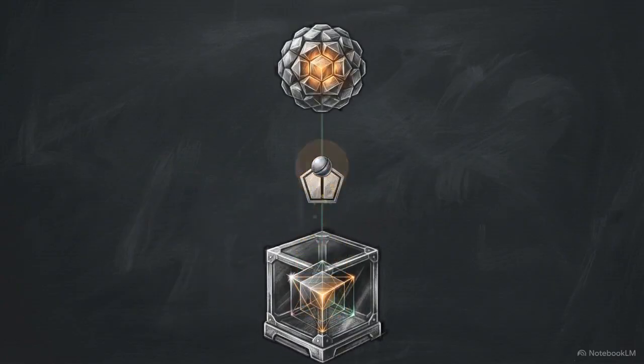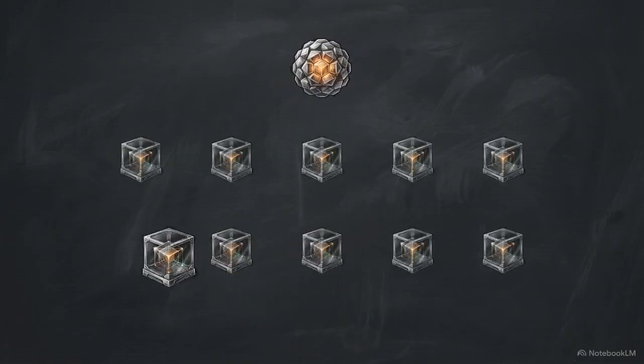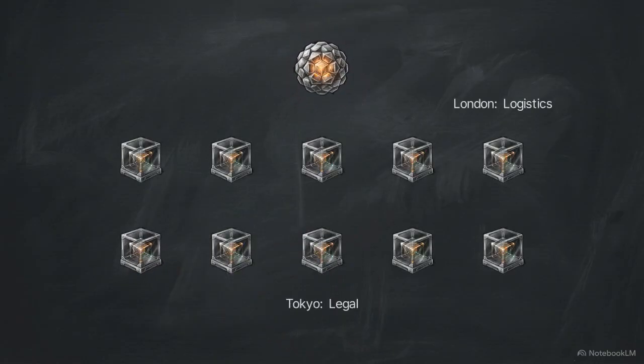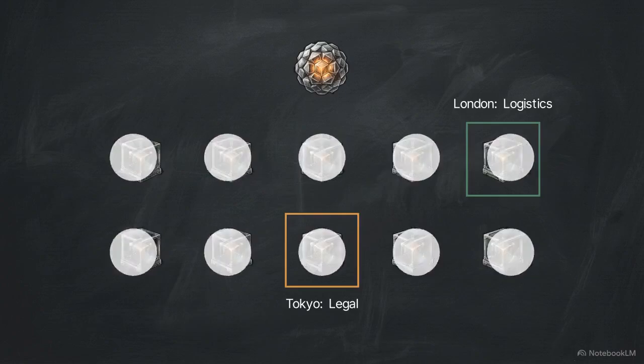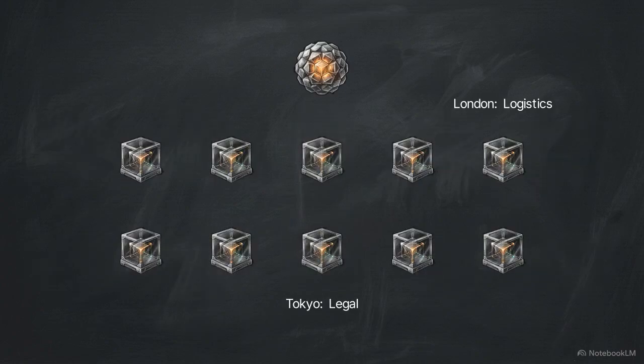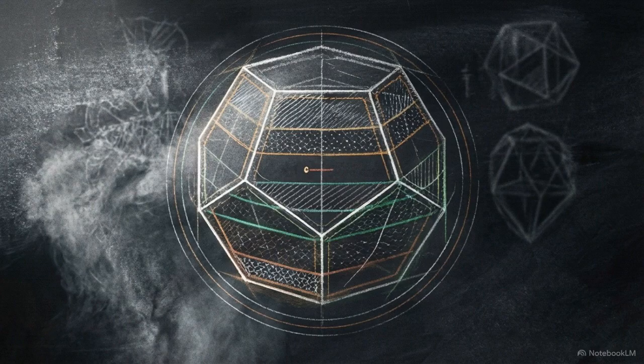The system strips away private data, leaving only the generalized pattern. The hub then distributes it to all instances. A Tokyo legal agent's discovery instantly upgrades a London logistics agent. This network effect ensures that every single deployment makes the foundational seed smarter for everyone else.